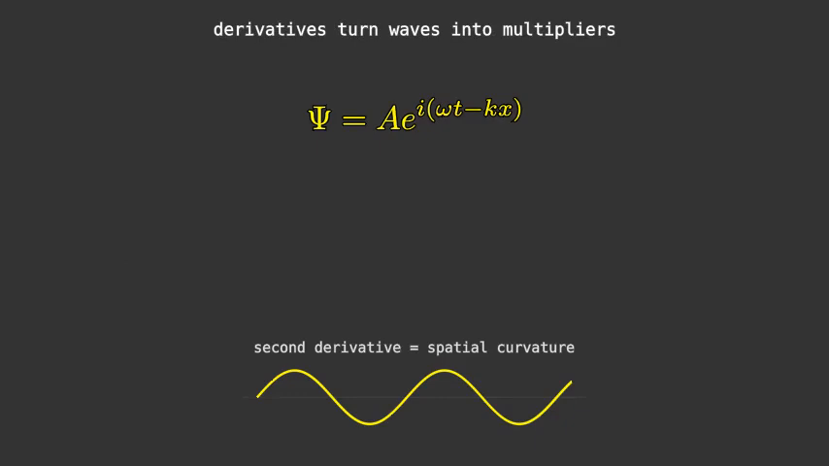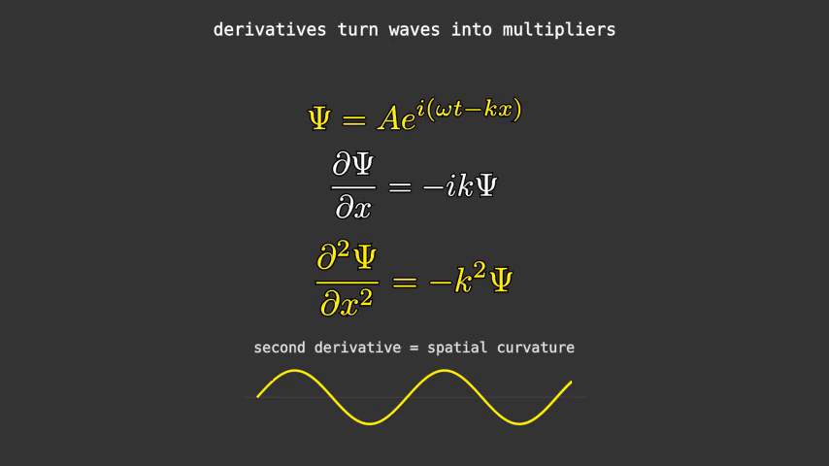Euler's identity compresses the two sinusoidal pieces into one expression. Cosine theta plus i sine theta equals e to the i theta. So the wave becomes psi equals A e to the i theta. This compact form matters because derivatives become simple multipliers.